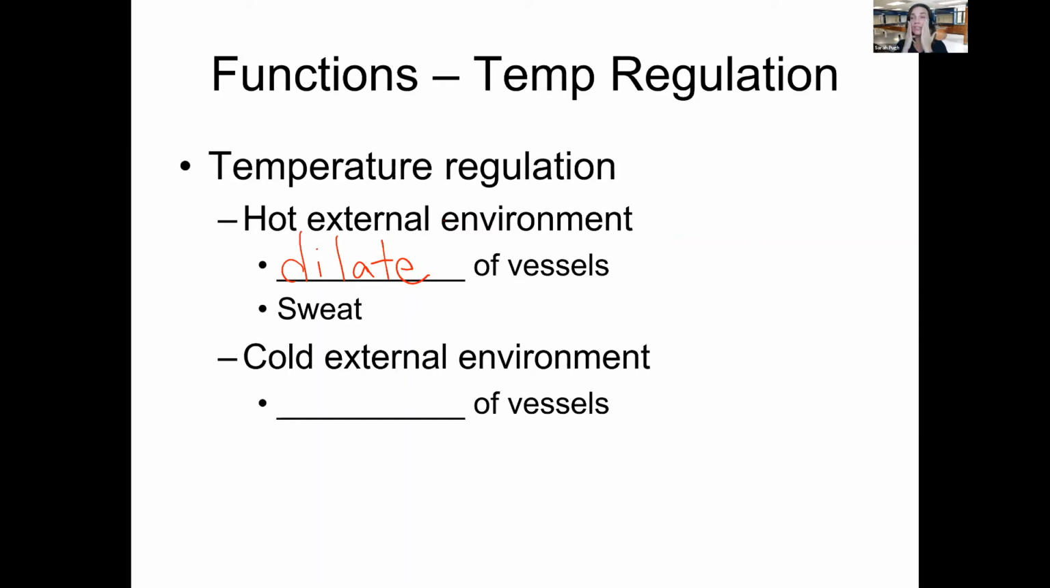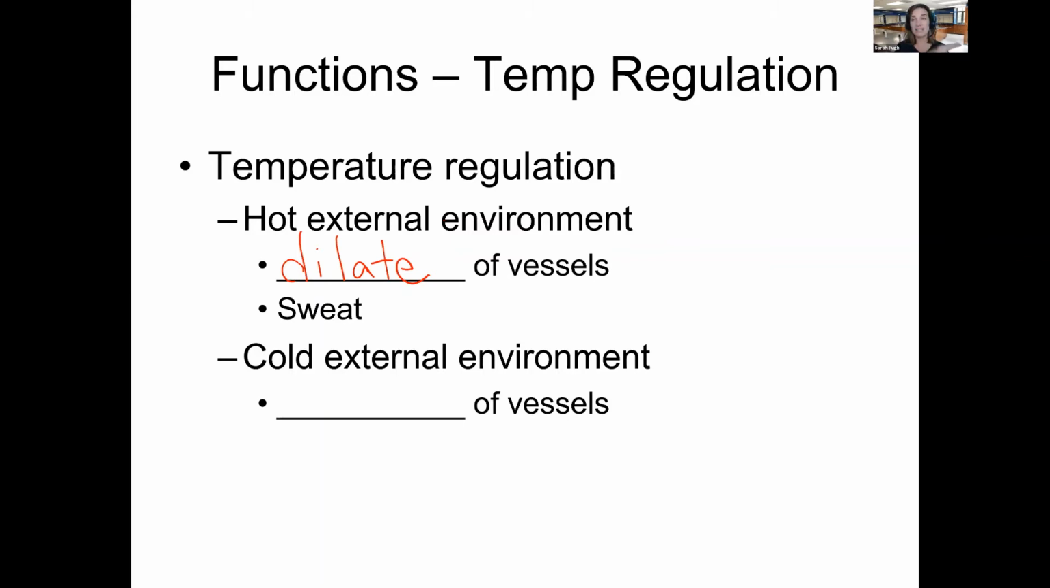It'll also get flush, right? Like your cheeks would get flush and get more red because you're pumping more blood to the surface of your skin. And you're doing this to help evaporatively cool your body, right? You're also sweating, so your skin is sweating to help cool you off as well.